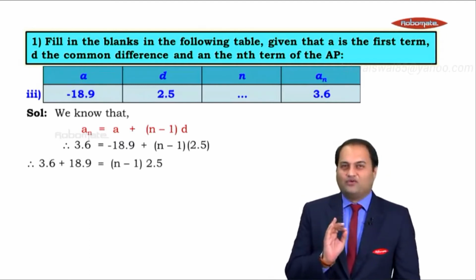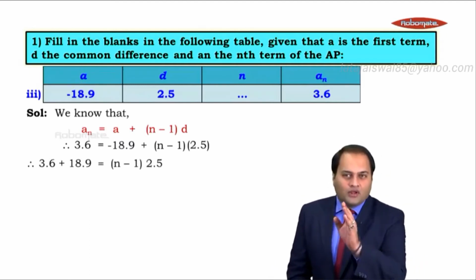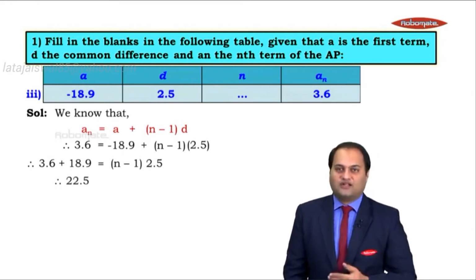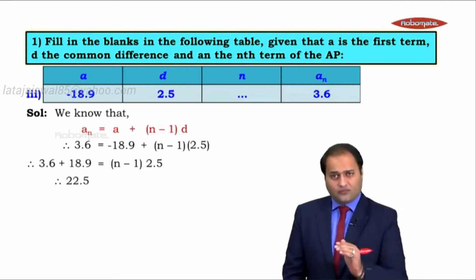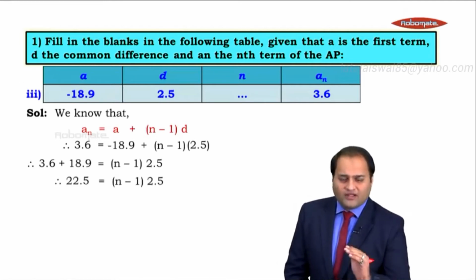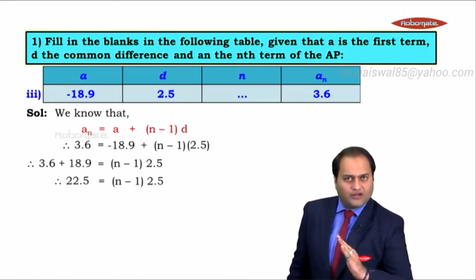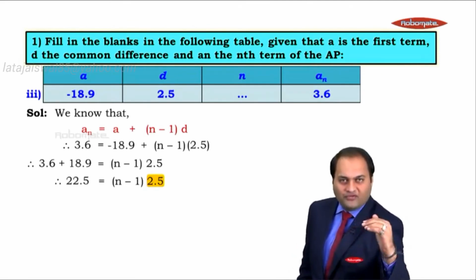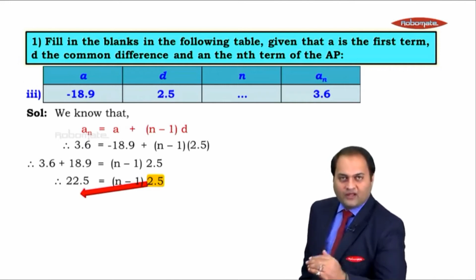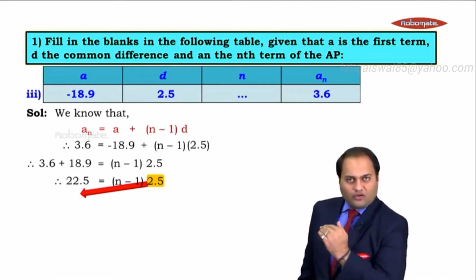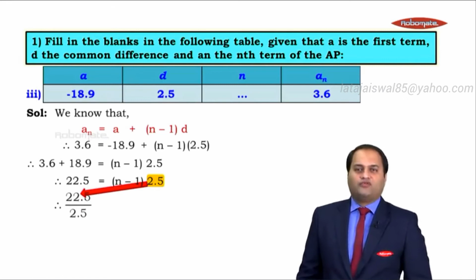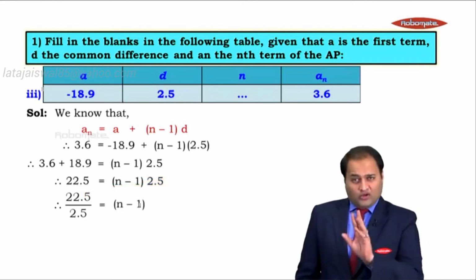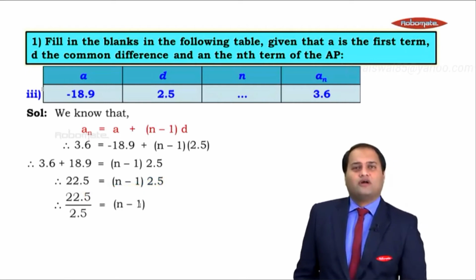Just take care of the calculations here, very, very important. Now 3.6 plus 18.9 can be added and the answer is 22.5 is equal to n minus 1 into 2.5. Again, unknowns on one side, knowns on the other. So we need to take that 2.5 to the denominator, right? So when 2.5 goes to the denominator, you get 22.5 upon 2.5 is equal to n minus 1. The only challenge involved here is the decimal.